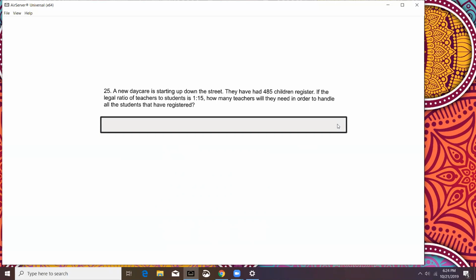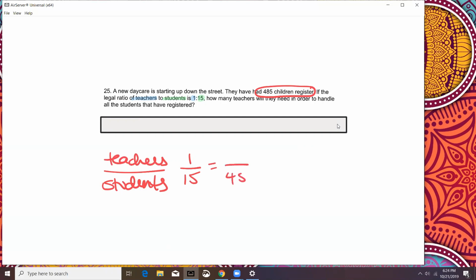When you look at this question, see how teachers is first. That means the 1 represents the teachers, and students is second, so students is represented by 15. I'm going to set up a proportion here: teachers on top, and students on the bottom. The ratio given is teachers to students is 1 to 15. If they have 485 children registered, that means they had 485 students registered. So the question is, how many teachers will they need? The unknown, the X here, is with the teachers.